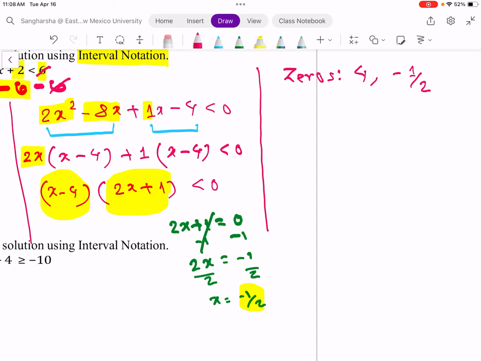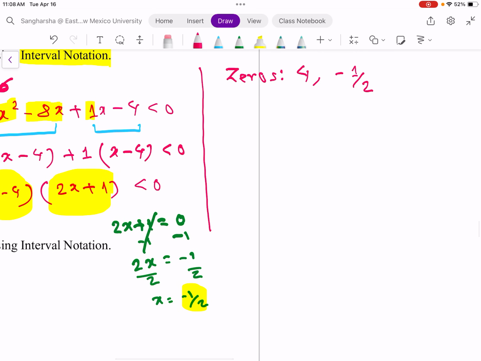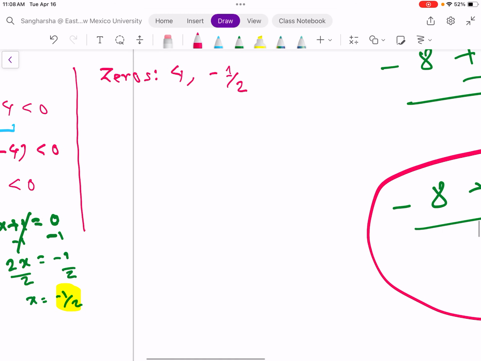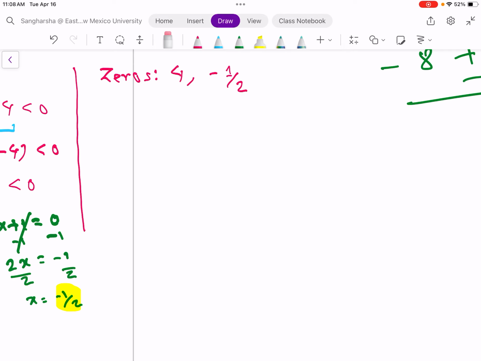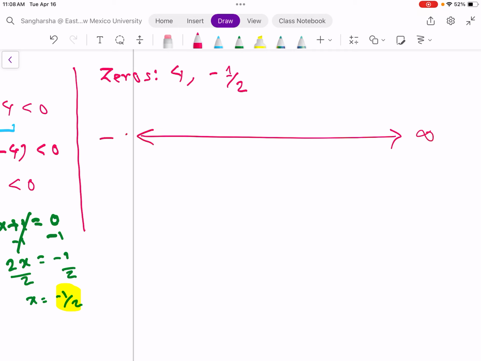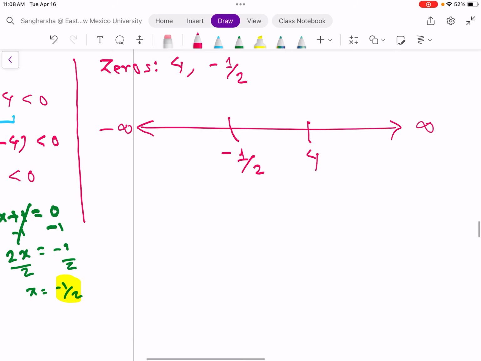Okay, so you list every zero. Now we use these zeros to form an interval. Okay, so let's draw a number line. So we have a number line, we have negative infinity and positive infinity. Okay, so do we write -1/2 first or 4? In the number line, -1/2 is on the left, right, and positive 4 is on the right. Okay, make sure you write in the correct order.